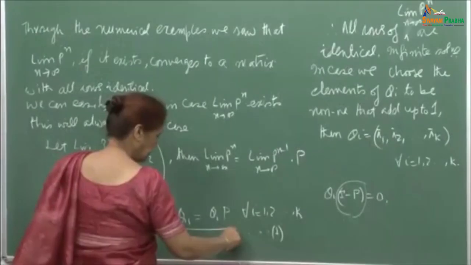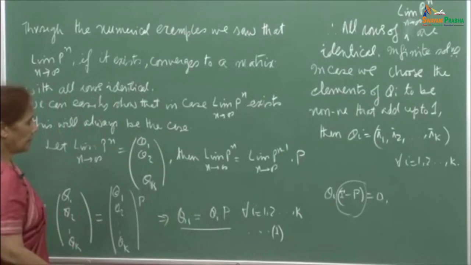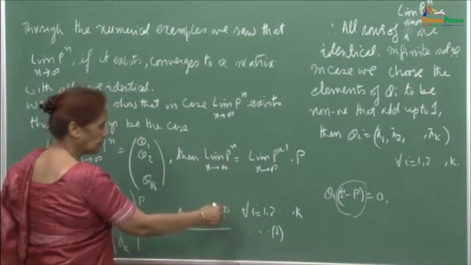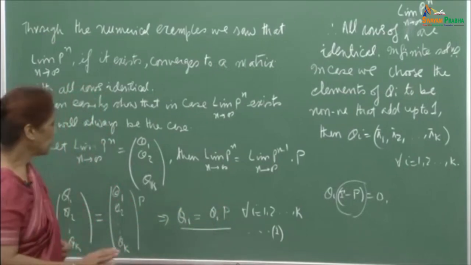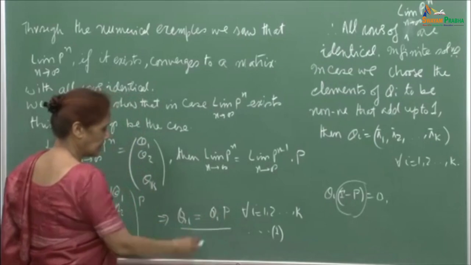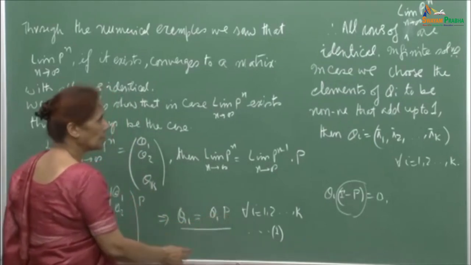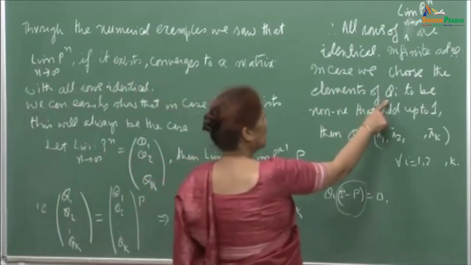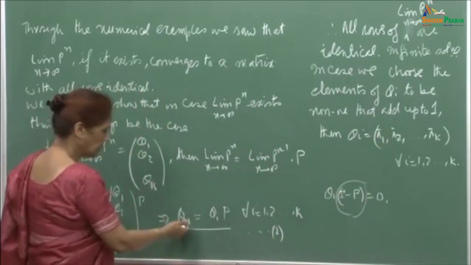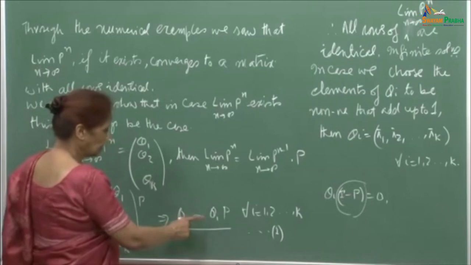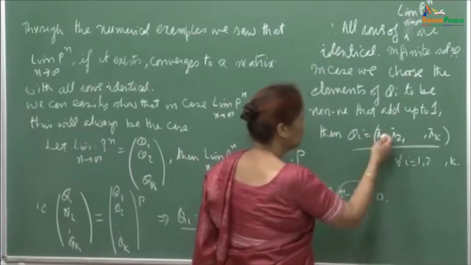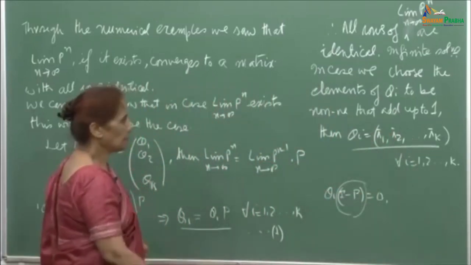Now, if you want to solve for this, you know that the rows of P have the property, because it is a transition matrix, that all rows add up to 1, and therefore this is a singular matrix. And so here you will have infinite solutions to this system. But if you also require the elements of qi to be non-negative and add up to 1, that means the elements of qi form probabilities, then this will be a unique solution, and I will denote this solution by qi equal to pi1, pi2, ..., pik.